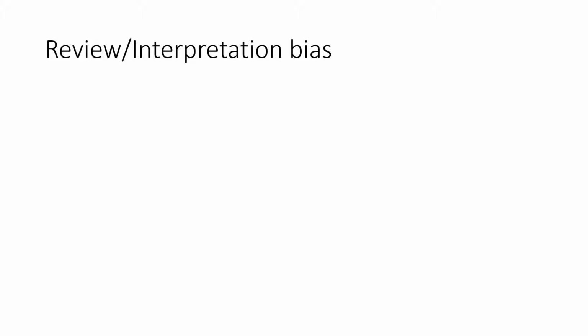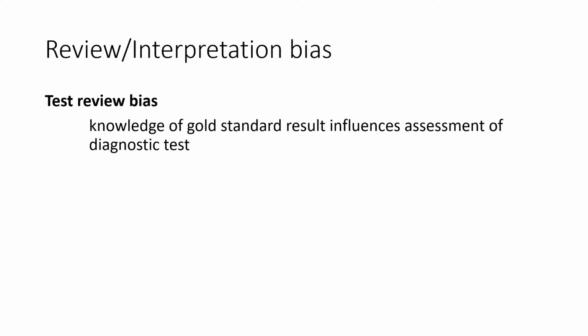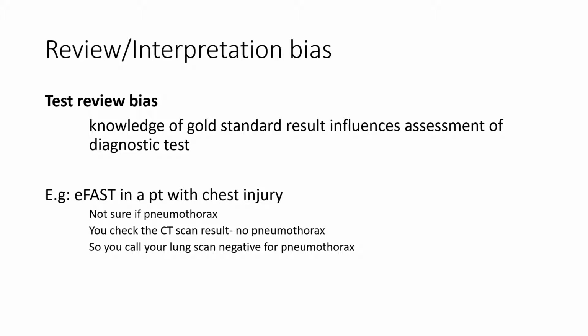Another type of bias we'll talk about is the reviewer interpretation bias. The first kind is test review bias. This is when knowledge of your gold standard result influences how you assess the diagnostic test. Let's say, for example, you're in the trauma room and you have a patient come in with a chest injury and you're doing an EFAST and you're not sure if there's a pneumothorax that you're seeing. And so you go and check the CT scan results later on, and there's no pneumothorax. And so you go back and say, no, I think my lung scan was negative for pneumothorax. That's test review bias.